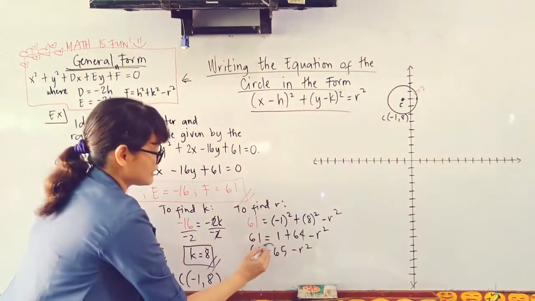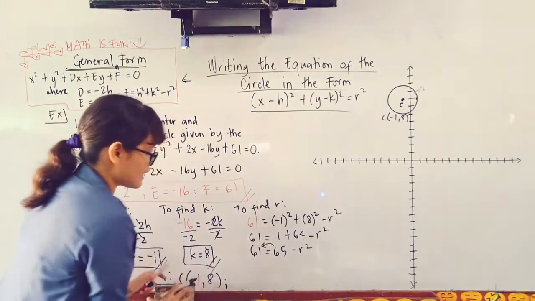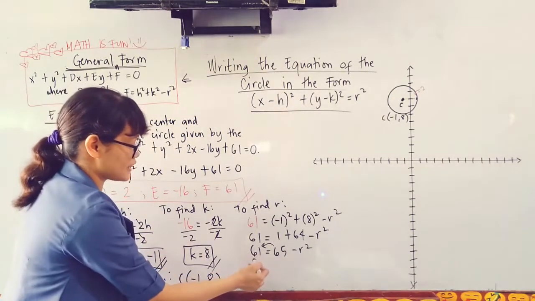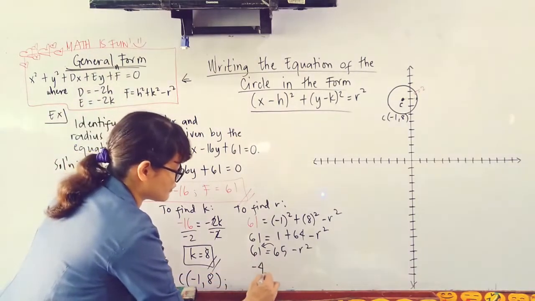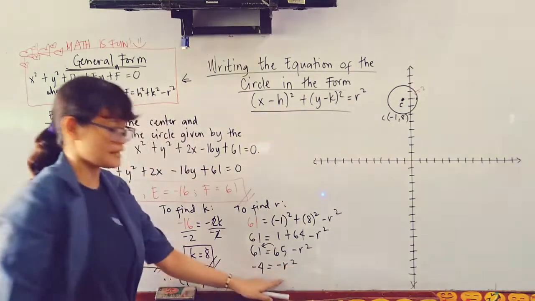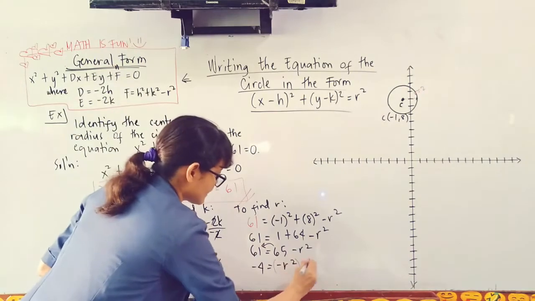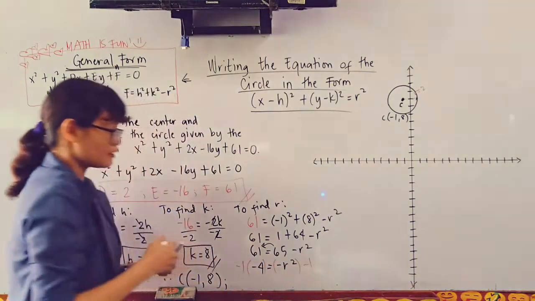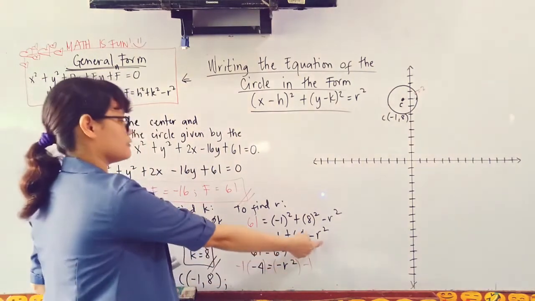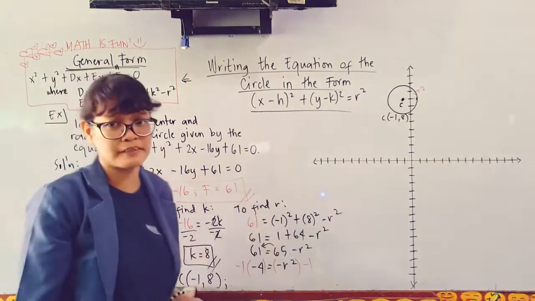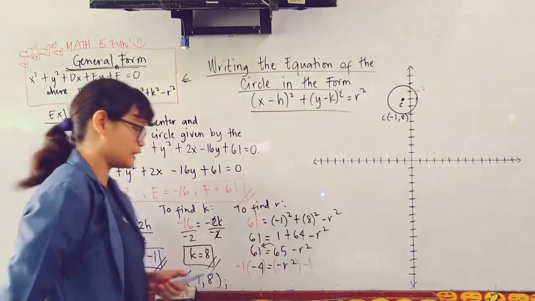O, next, lipat natin sa kabila. So, you will have, syempre, negative 65 na yan, di ba? So, negative 65 plus 61 is negative 4 equal to negative r squared. Eh, bawal negative. So, kailangan i-multiply natin both sides by negative 1. Okay lang kung yung i-transfer nyo ay yung r na para maging positive na siya agad. Tapos yung 61 yung ilipat nyo dun. So anyways, I do believe in that one.